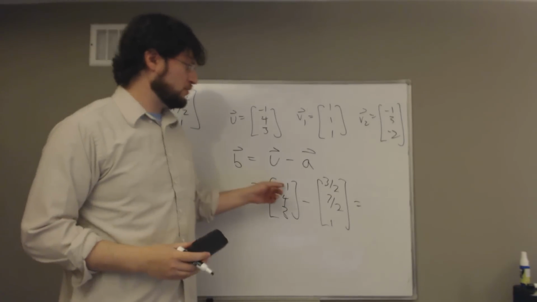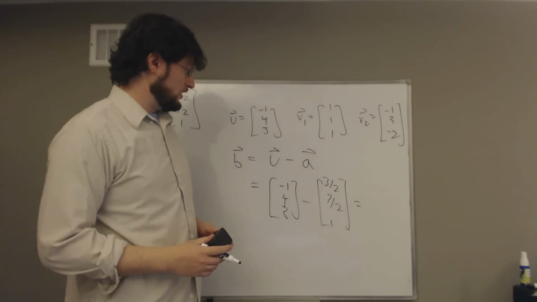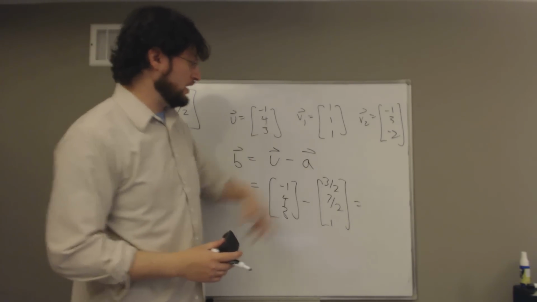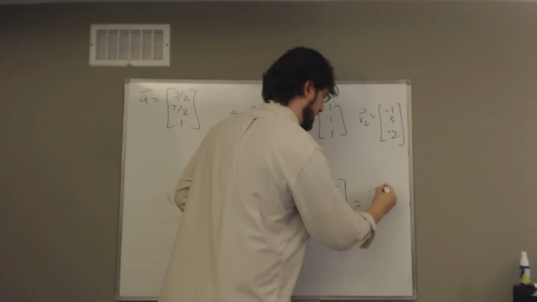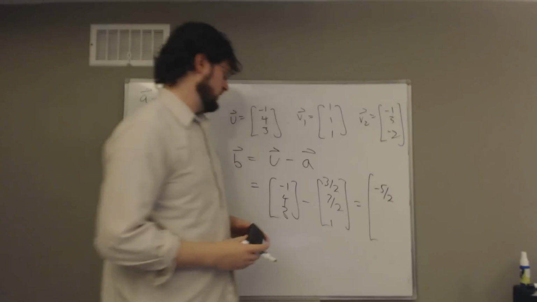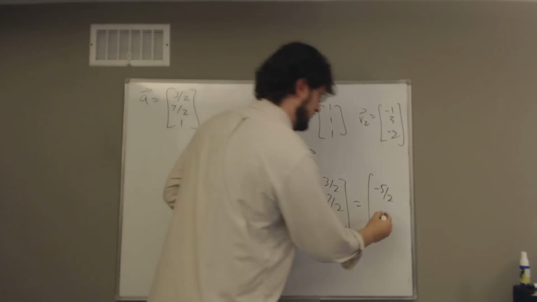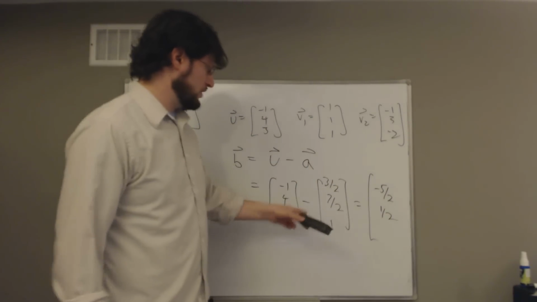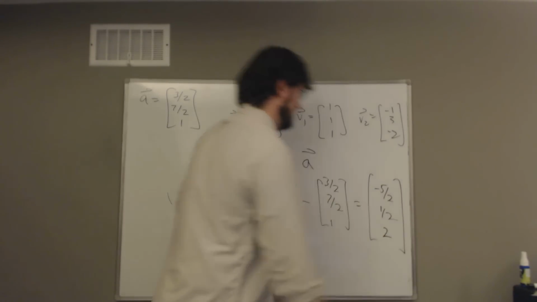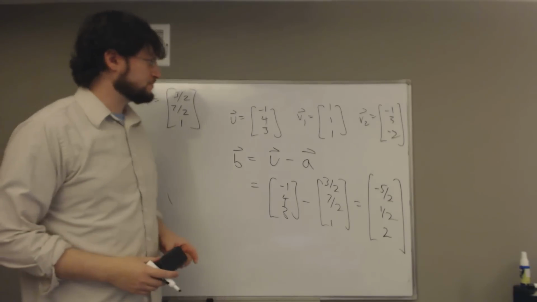And what we get is minus 1 minus 3/2. That's minus 2/2 minus 3/2, which is minus 5/2. 4 minus 7/2, well, that's 3.5, so that leaves us with 1/2. And 3 minus 1 is 2. And that's our vector B.